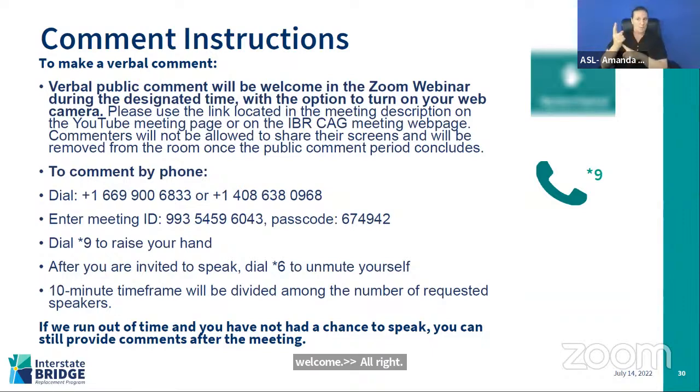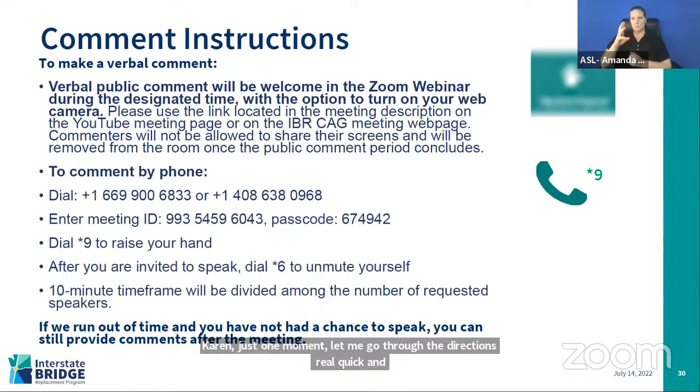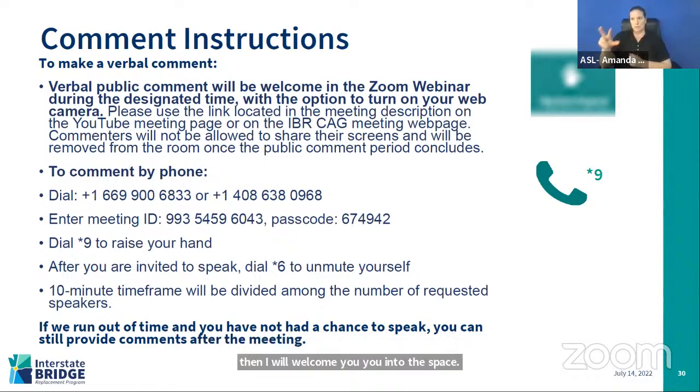Let me just go through the directions real quick, and then I will welcome you into the space. So if you'd like to call in, please dial 1-669-900-6833. Enter meeting ID 993-5459-6043. Passcode 674942. Dial *9 to raise your hand. After you're invited to speak, dial *6 to unmute yourself. We do have about 10 minutes, and I will be monitoring the time.